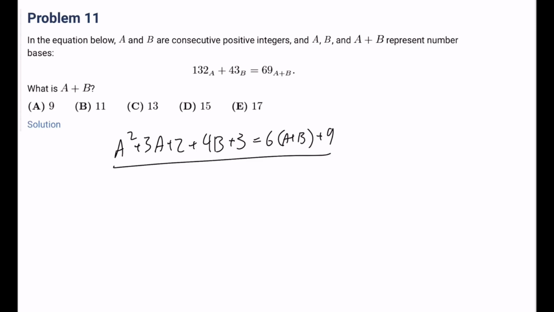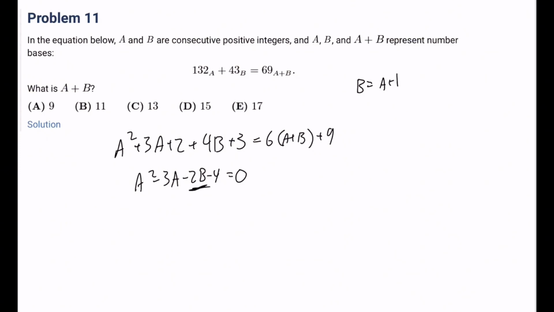So we can simplify this into a squared minus 3a minus 2b minus 4 equals 0. But then since a and b are consecutive positive integers, let's say that b is the greater one. b is equal to a plus 1. Then if we put that in there, this will give us that a squared minus 5a minus 6 equals 0. And that gives us that a equals 6, and therefore b equals 7. And here now we can just add those two together. That gives us 13, and that's our answer.